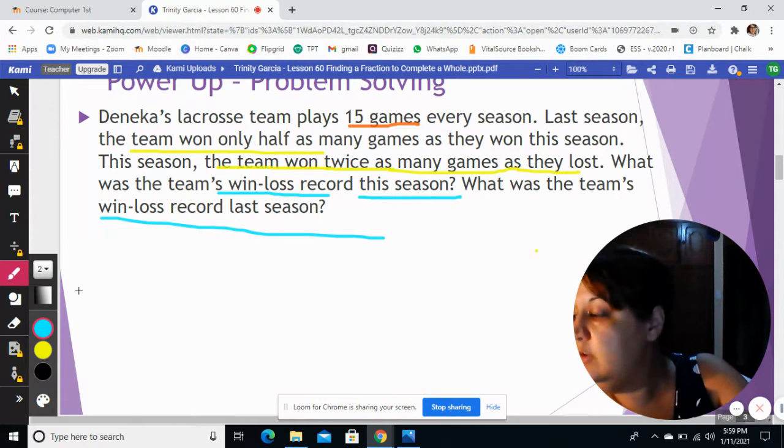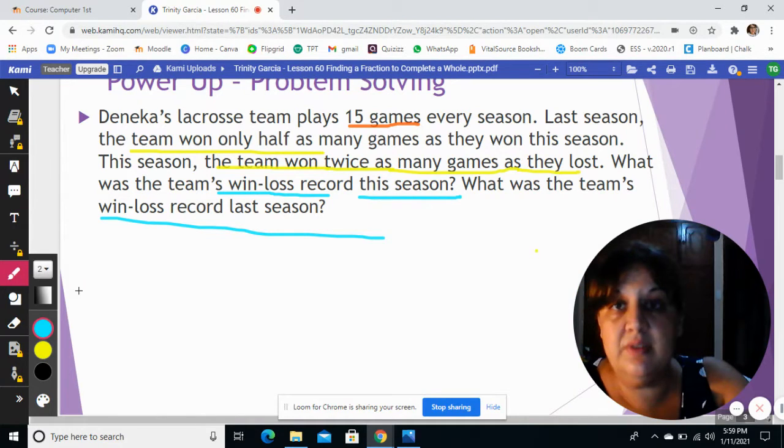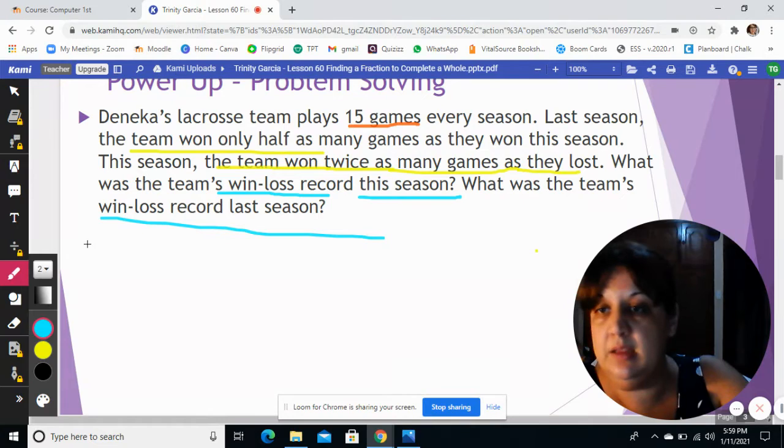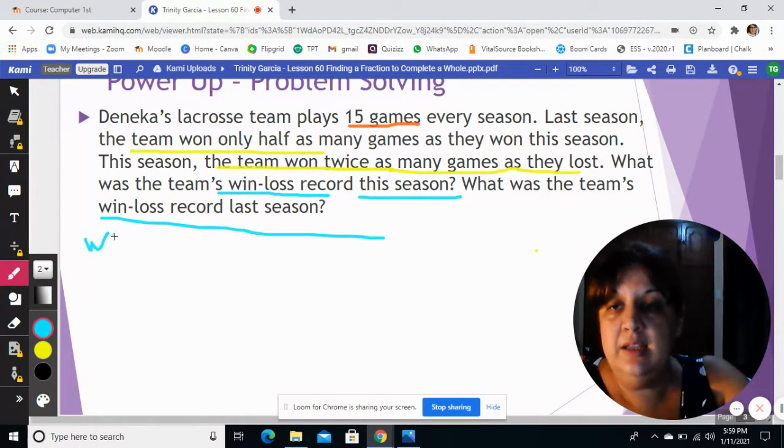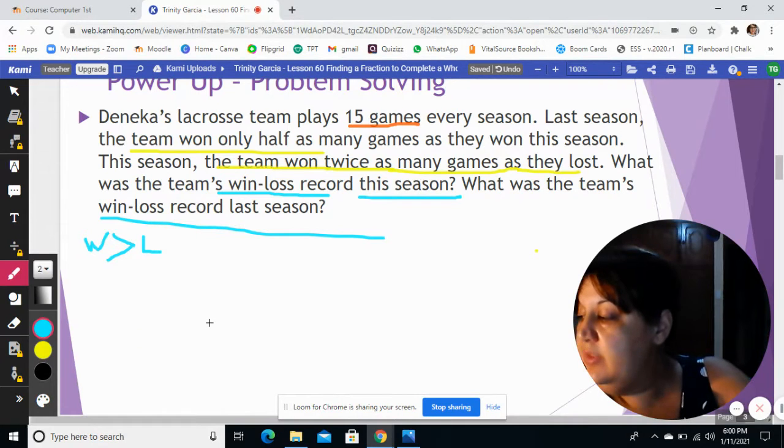Okay? So if we're going to do that, the number of wins will be greater than the number of losses, right? Because we know they won twice as many as they lost. So the wins have to be greater than the losses. Let's make a little note to ourselves that wins have to be greater than losses. Okay, so we remember that. For the number of wins, we could try guessing.